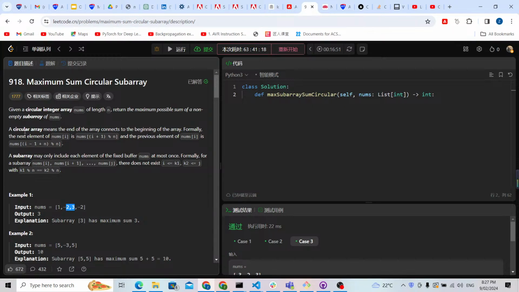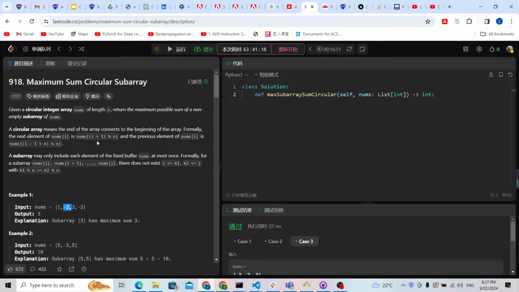Yeah. So what is a circular array? It means the end of the array connects to the beginning of the array. So formally, we can check it according to this formula: the next element of nums[i] is nums[(i + 1) mod n], and the previous element is nums[(i - 1 + n) mod n]. So according to this kind of formula, we know something about it. So for example, this is element minus 2. So the next element is (i + 1) mod n.